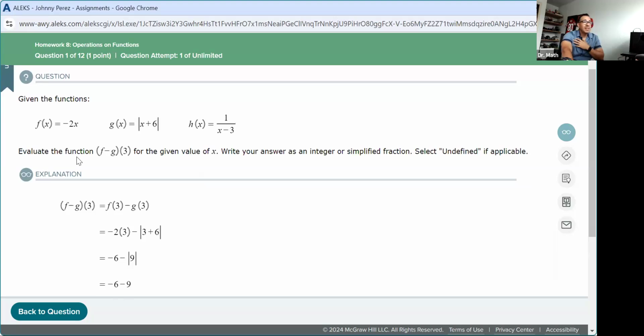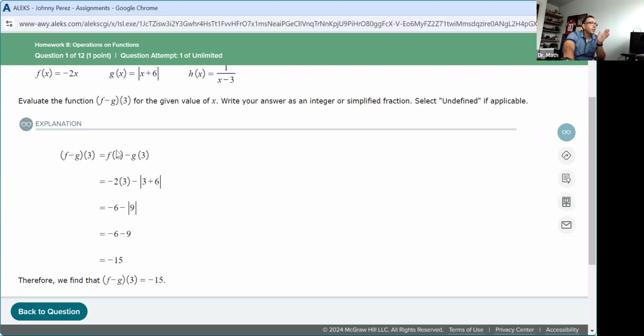What I like to think of is, see this number they give you? You're going to be plugging that number into each one of these functions, f and g. So you're going to plug in the 3 into f, you're going to get an answer. You're going to plug in that same number 3 into g, you're going to get an answer. And then, see that subtraction? That tells us that we're going to subtract the two answers. That's all that's happening.